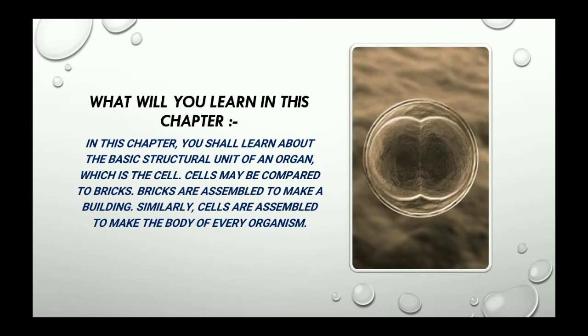So first we are going to talk about what you will learn in this chapter. In this chapter you shall learn about the basic structural unit of an organism, which is the cell. Cells may be compared to bricks, and bricks are assembled to make a building. Similarly, cells are assembled to make the body of every organism. Just like a building is made of many bricks, in the same way, a human being is made of many cells. So, we can say that cells are the building blocks of our body.